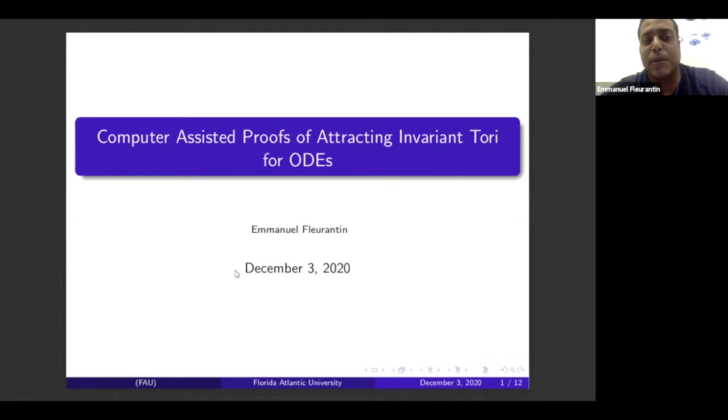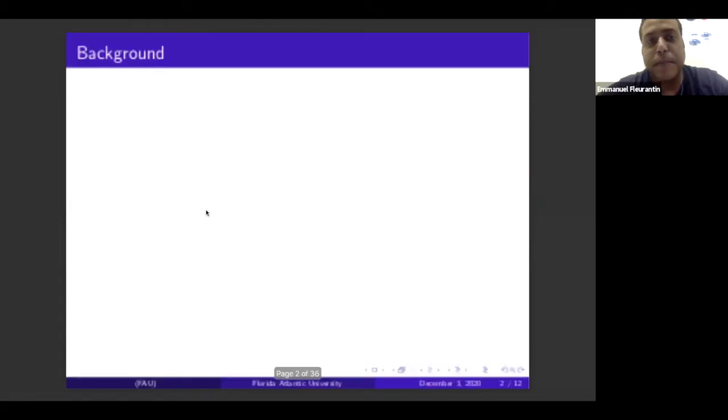In this work, we will study existence and regularity questions for attracting invariant tori in three-dimensional dissipative systems of ODEs. In our applications, we'll consider today only the resonant tori, although we also have a proof for rotational tori. Okay, so let's get started. A little bit of background.